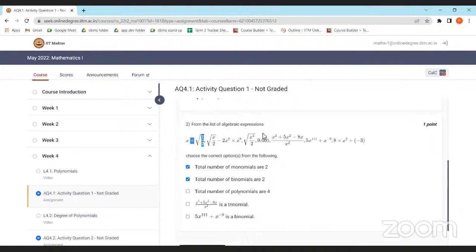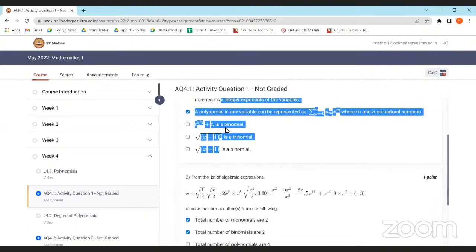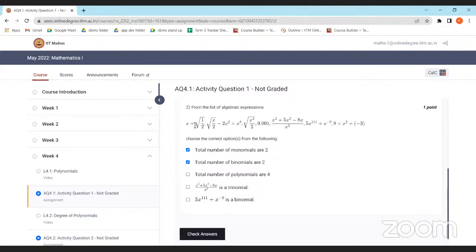Sir, for the first one, x plus root 1/2, if we add another constant, will it become a trinomial, sir? No. You are adding a constant, which means we can simply add it to the square root of 1/2. Constant means x to the power 0, right? You are adding a term having the same degree. So constant means having 0 degree, right? Yes, sir.